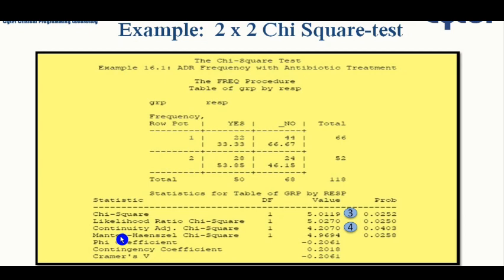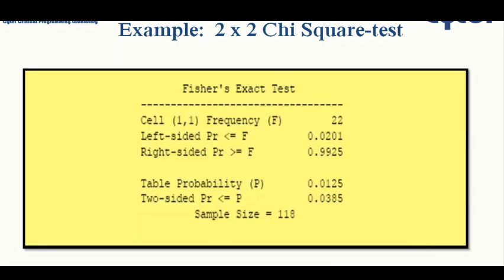Now, you will see several such outputs. They are more and more advancements or improvisations on the chi-square test. There is something called likelihood ratio chi-square test, continuity adjusted chi-square test, Mantel-Haenszel chi-square test, contingency coefficient, Cramer's V, phi coefficient, and what not. We are at a very elementary level, so we don't bother about the other outputs. We just go by the chi-square value and its corresponding p-value.